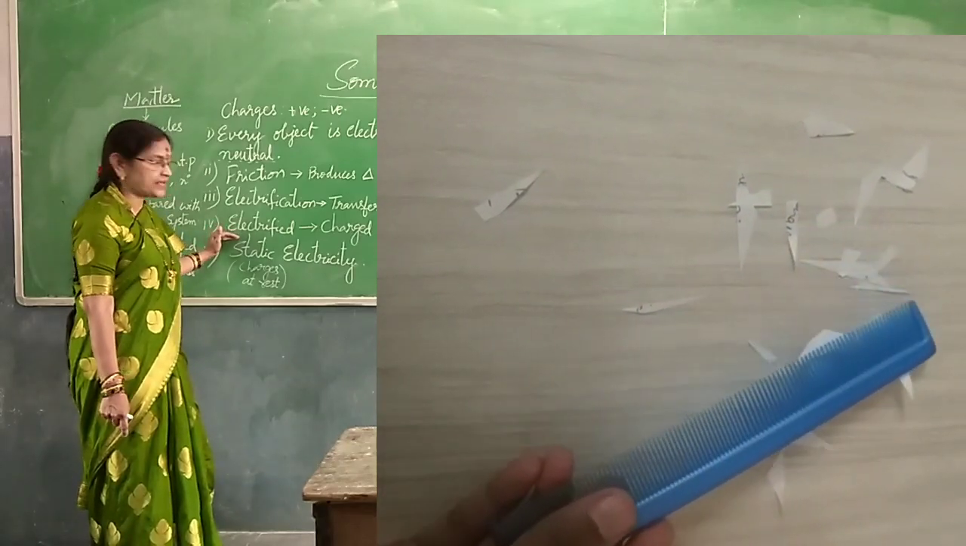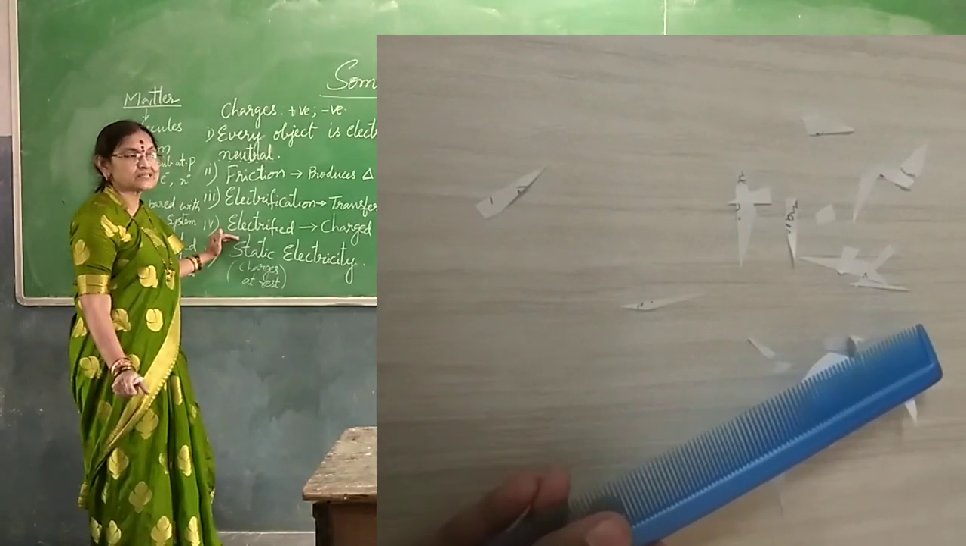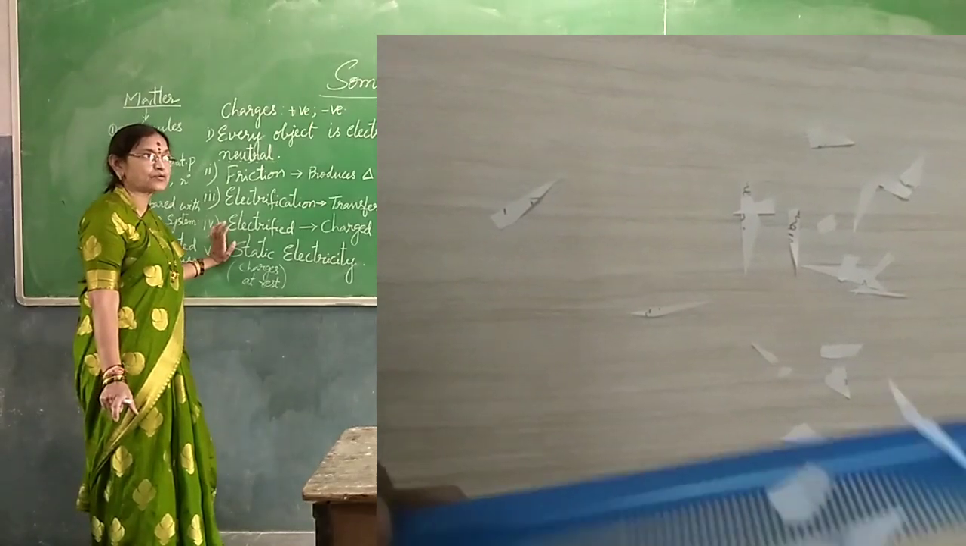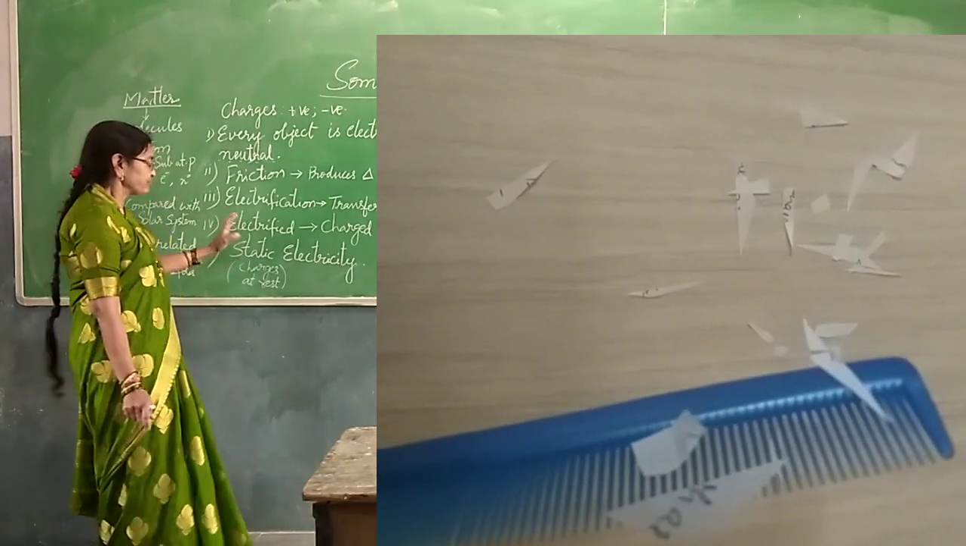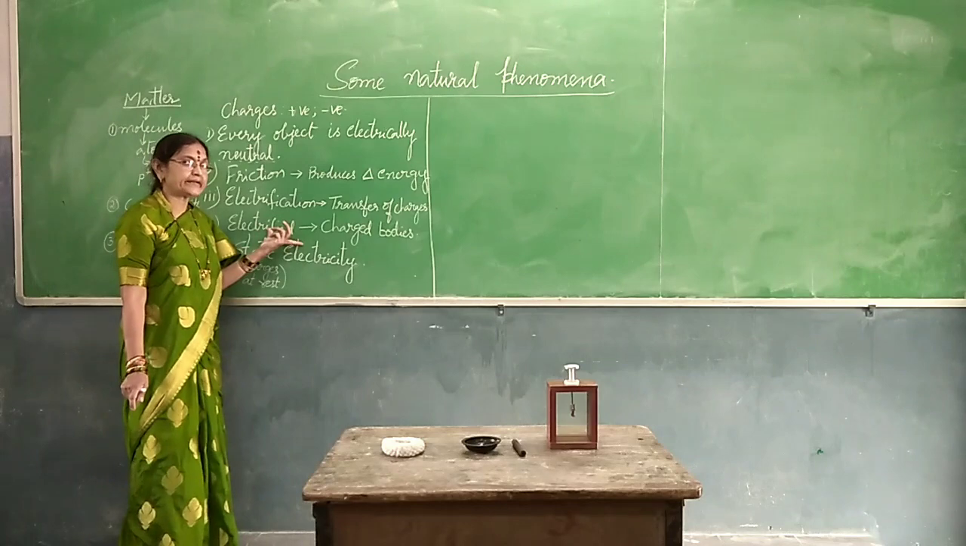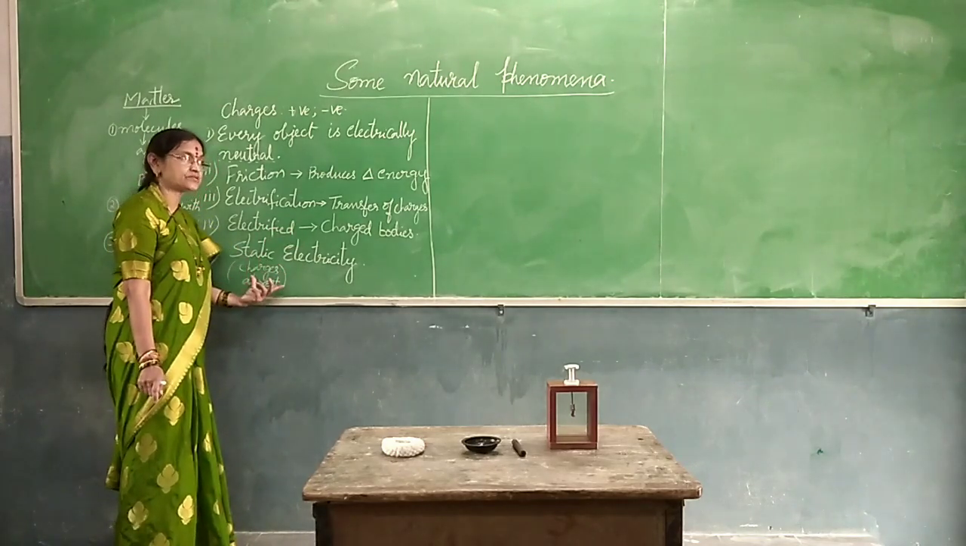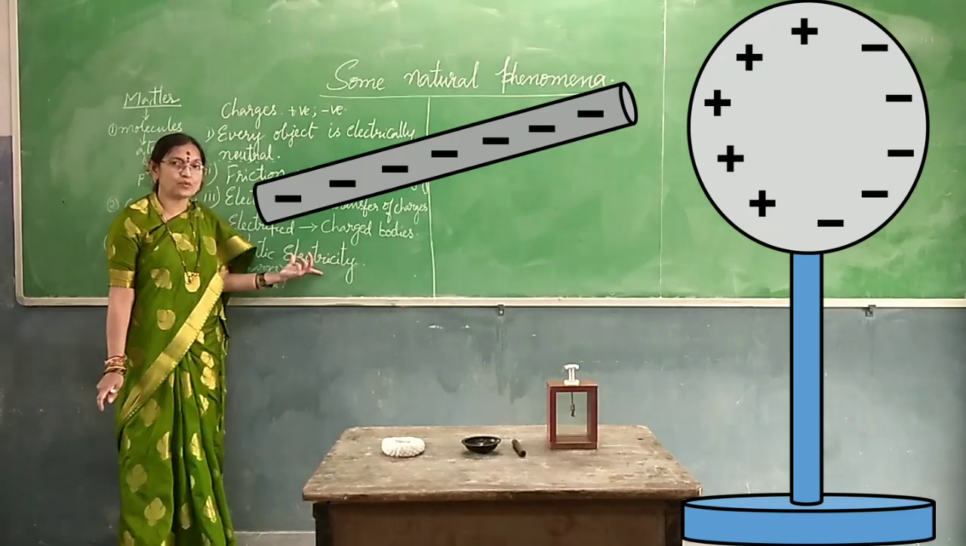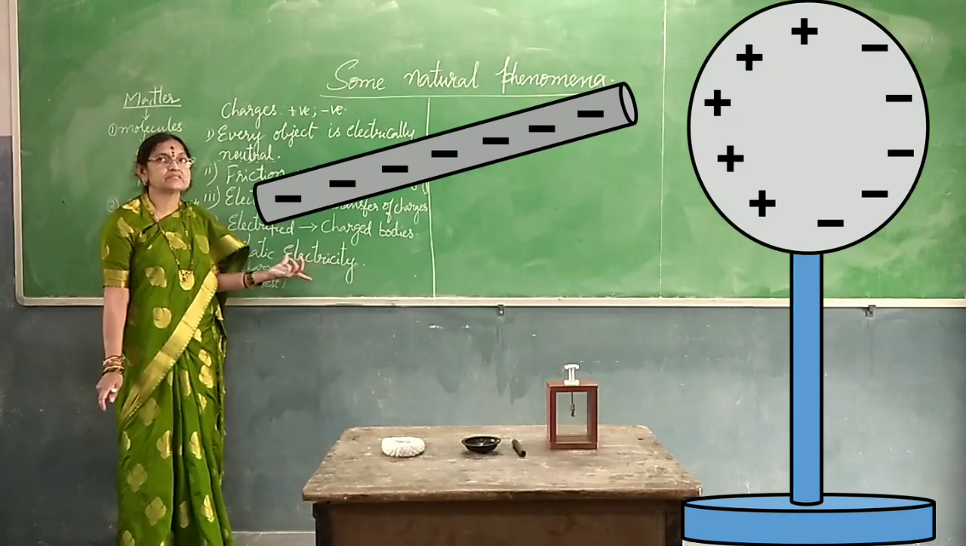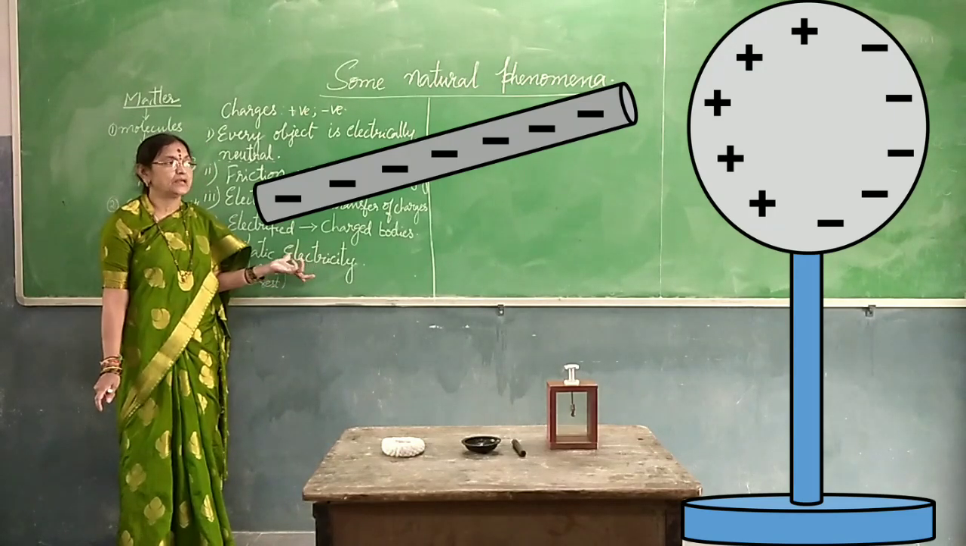In such electricity, that is static, the electrons or protons are on the body, they are at rest. So that is called charges at rest. So static electricity, one kind of electricity we have discussed, that is static electricity.